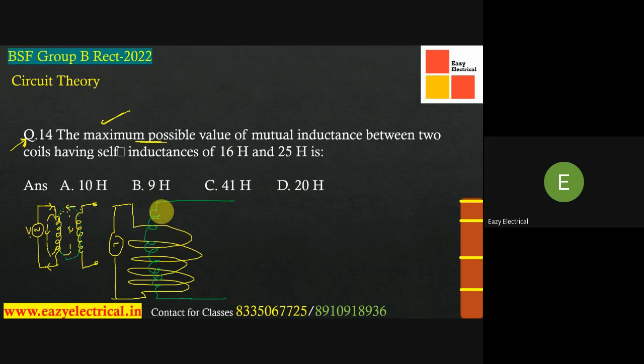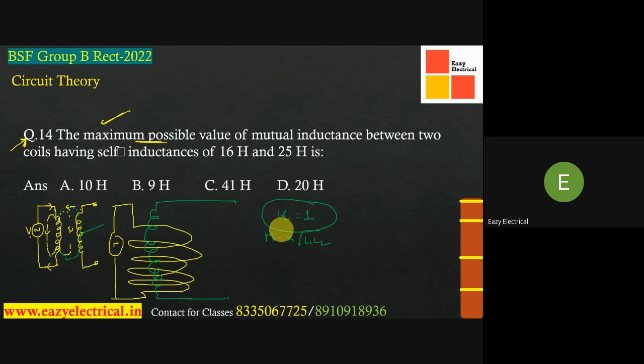So this condition is basically called the maximum possible condition of mutual inductance, in which case the coefficient of coupling becomes unity. We have a formula, M is equal to K into root over of L1 L2. Here K equals 1 means the maximum amount of the flux produced in coil 1 is linking with coil 2. Physically, if you place the secondary coil inside a coil, you will get the maximum flux linkage, that is K equals 1.